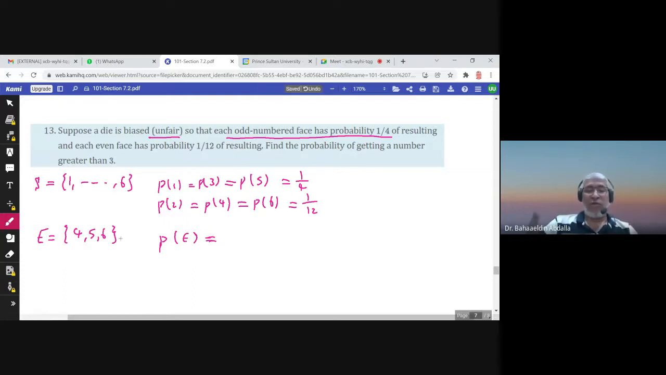It would be probability of 4, which is 1 over 12, plus probability of 5, which is 1 over 4, plus probability of 6, which is 1 over 12. And the answer, you find the answer. This is 3 over 12, so it's 5 over 12. The answer is 5 over 12.